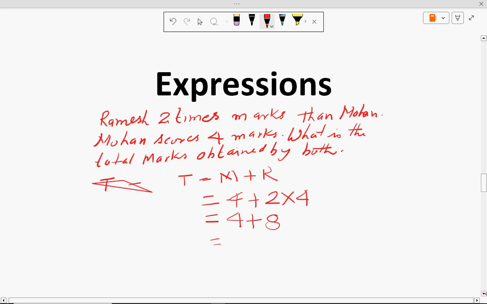4 plus 8 becomes 12. So the total marks for these two people are 12. Now in this case, this 4 plus 2 into 4 is an expression of the problem, and this is the solution. So BODMAS helps us in solving the expression.